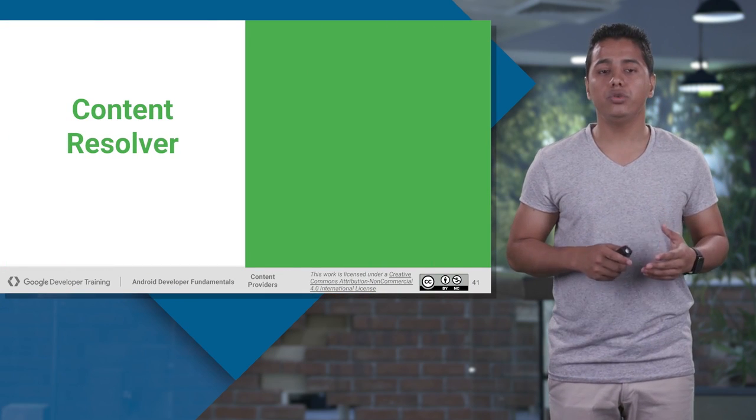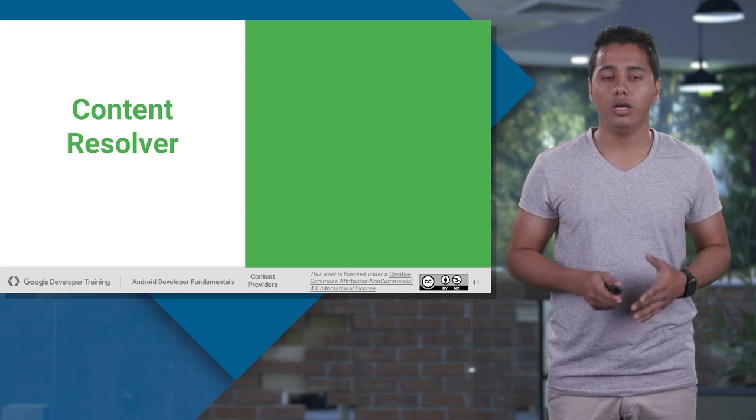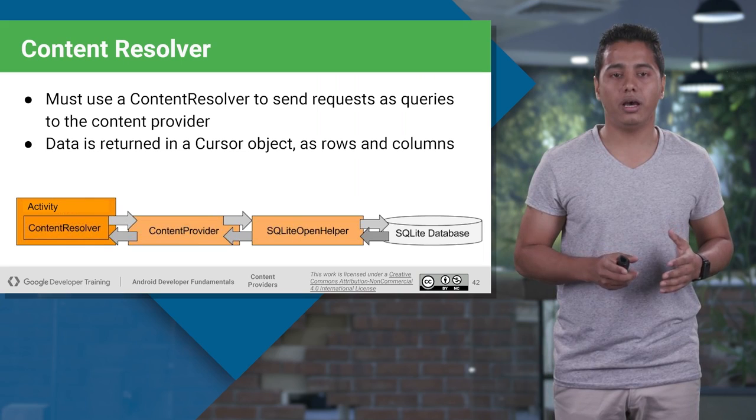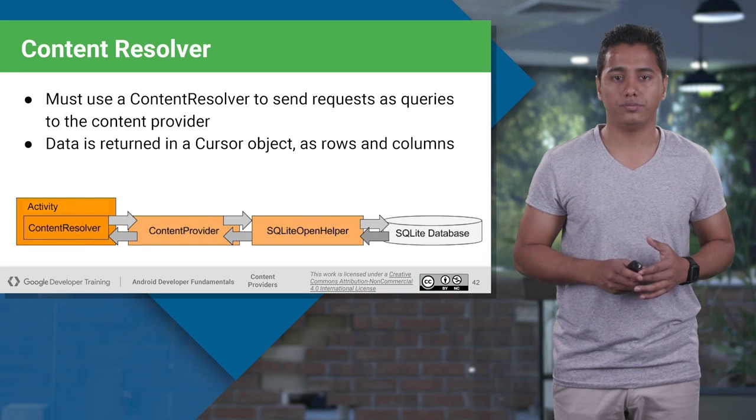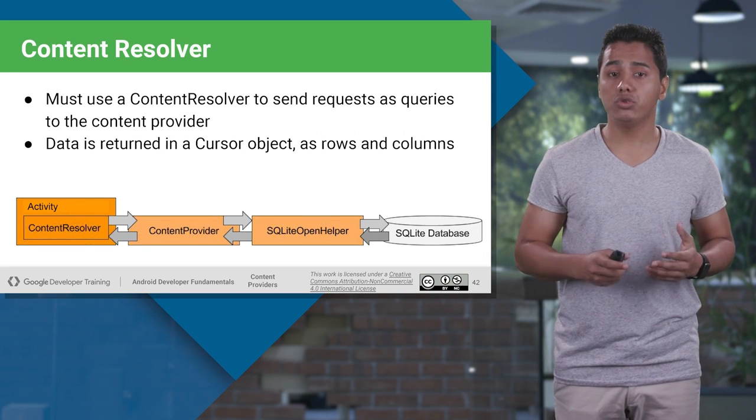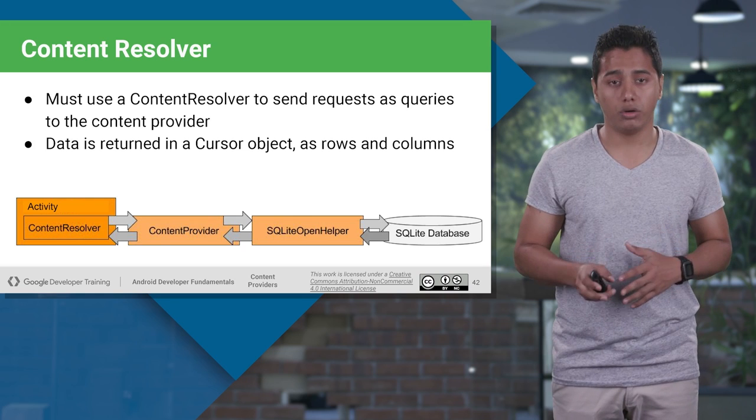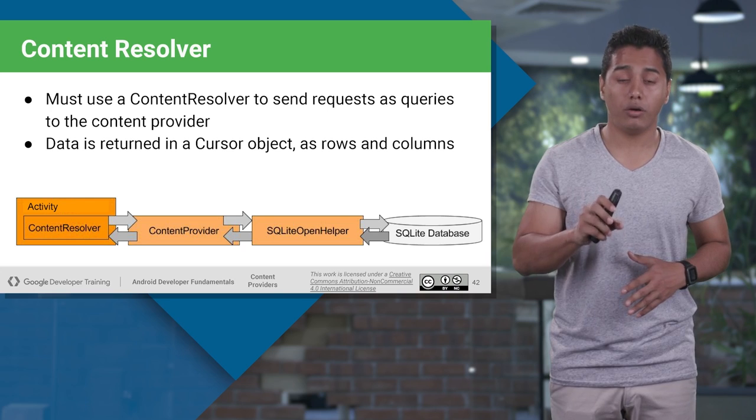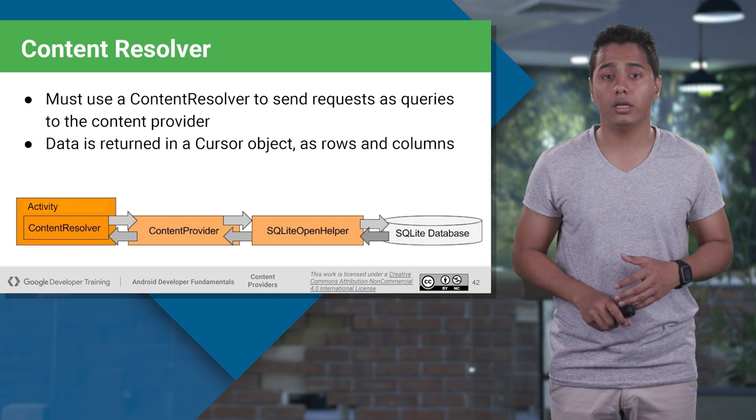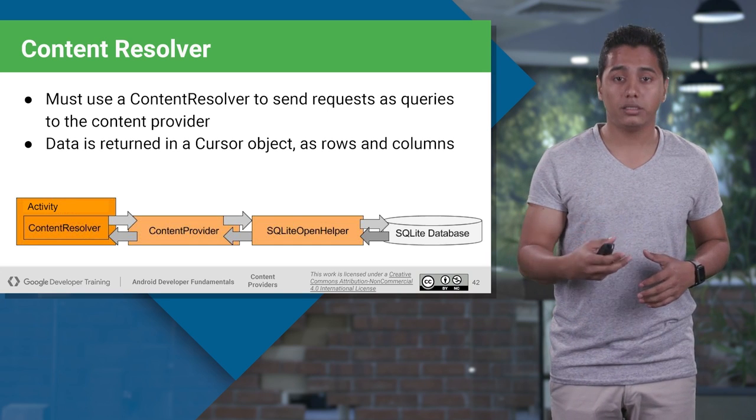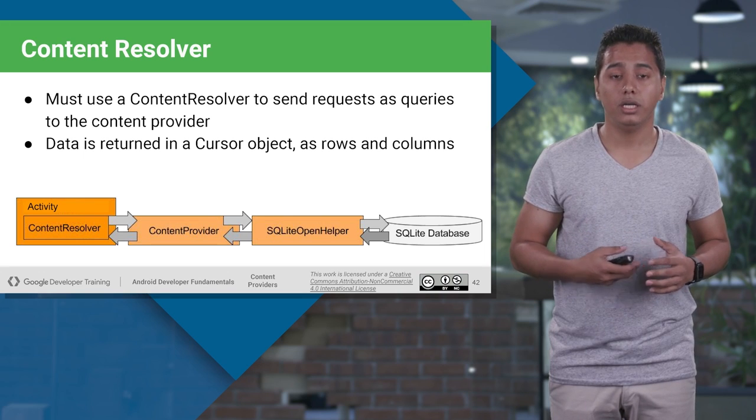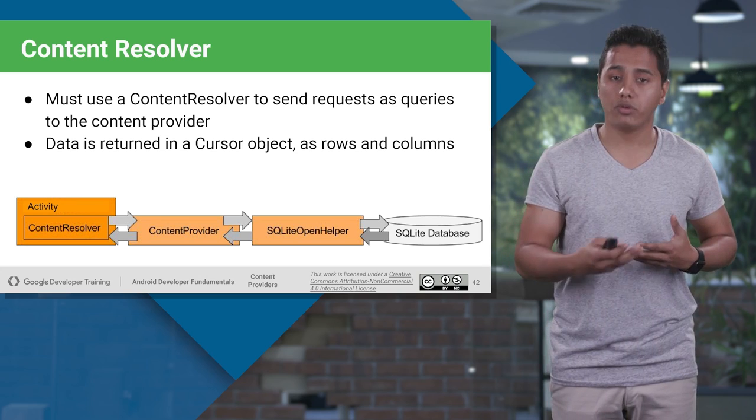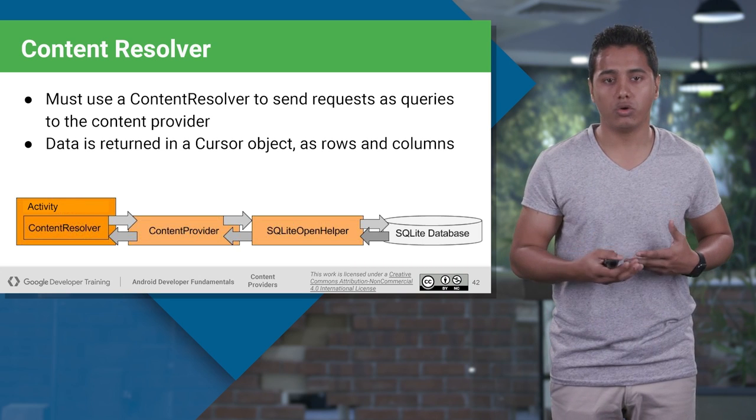Next, we need to use the content resolver to access your content provider. This is the high level block diagram of the content resolver. It must be used to send the request as a query to the content provider. If I want to use any query statement, or insert data to the content provider, or update the data in the content provider, you have to use the content resolver. The data is returned in the form of a cursor object, that is, as rows and columns.